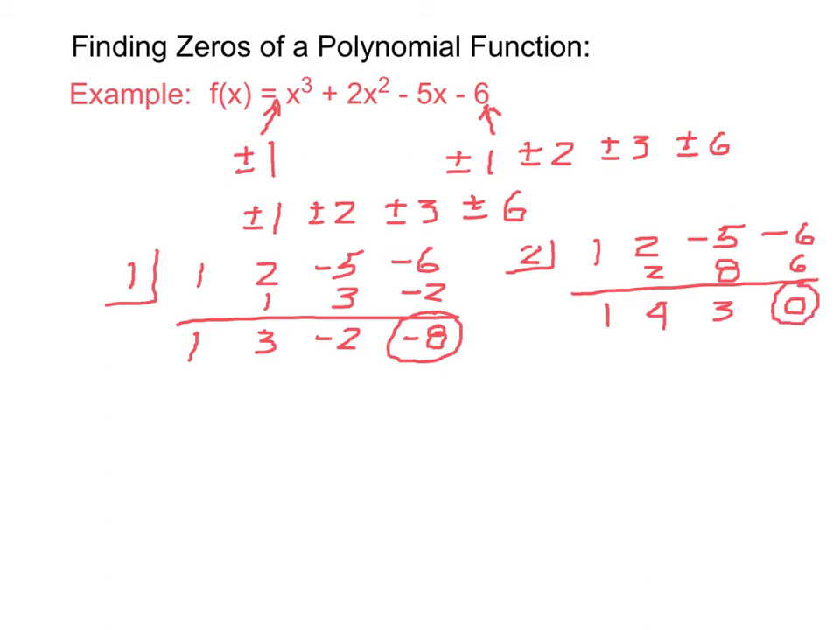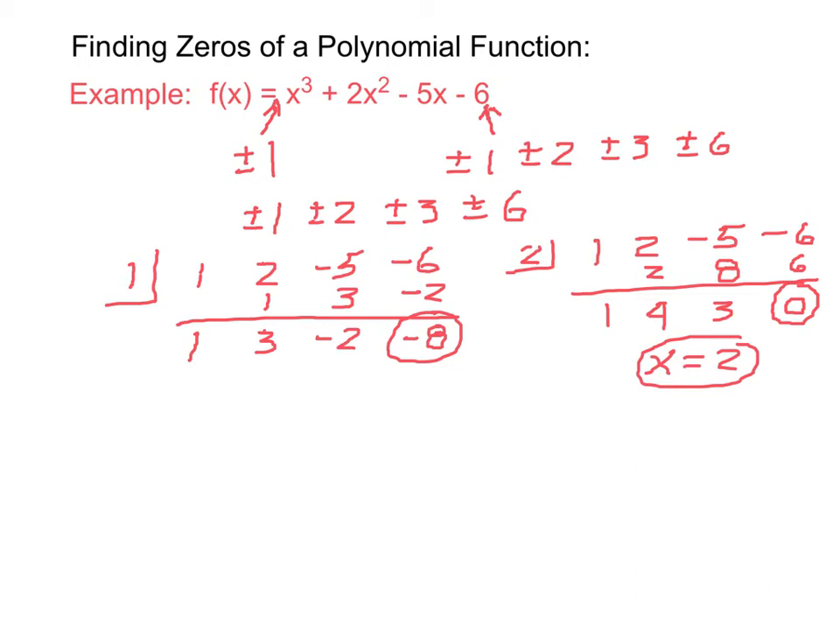So therefore I know that x equals 2 is one of the zeros of this function. Well, let's see if we can figure out what the others are. We've got a third degree, so therefore we have no more than 3 roots. So we've got 1. Now let's use the coefficients we just got for the result of the synthetic division. That's 1, 4, and 3.